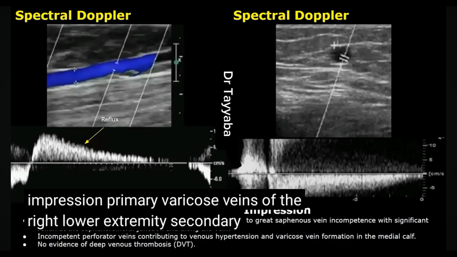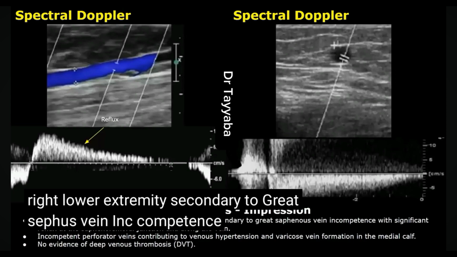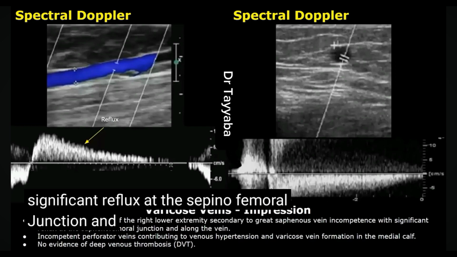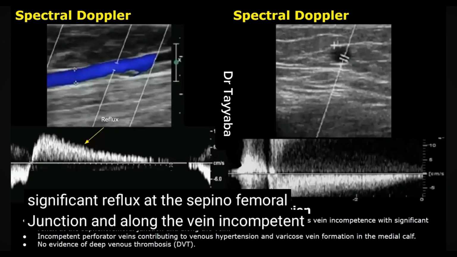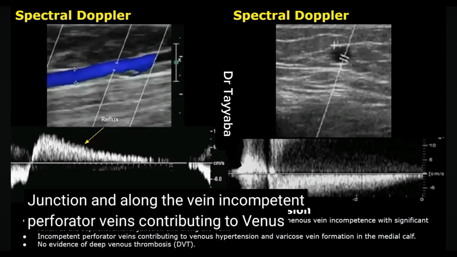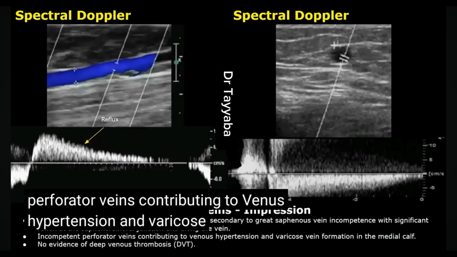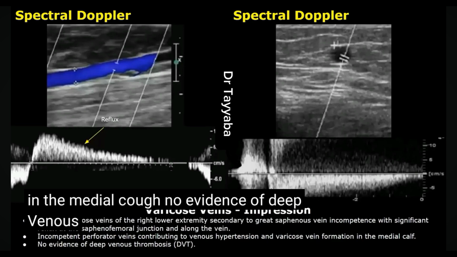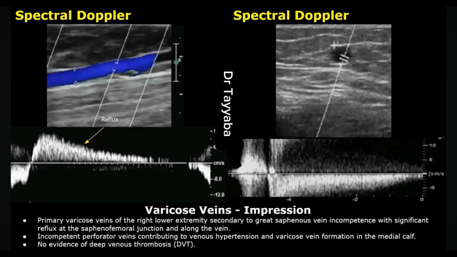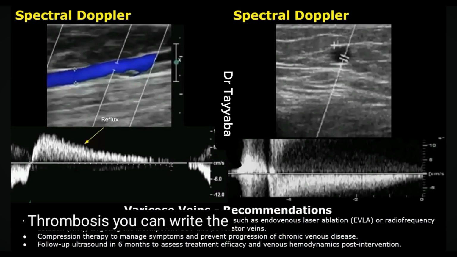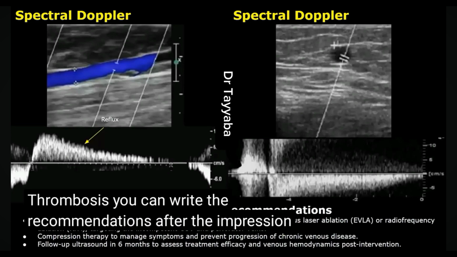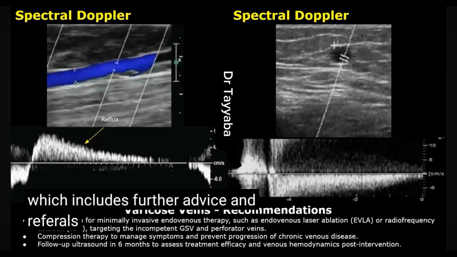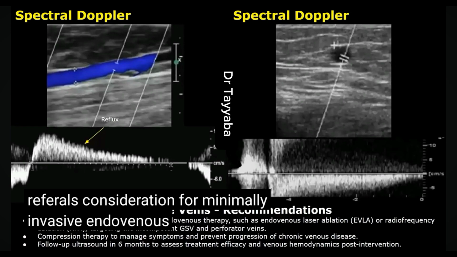Then you can write the impression. Primary varicose veins of the right lower extremity, secondary to great saphenous vein incompetence with significant reflux at the saphenofemoral junction and along the vein. Incompetent perforator vein contributing to venous hypertension and varicose vein formation in the medial calf. No evidence of deep venous thrombosis. You can write the recommendations after the impression, which includes further advice and referrals.